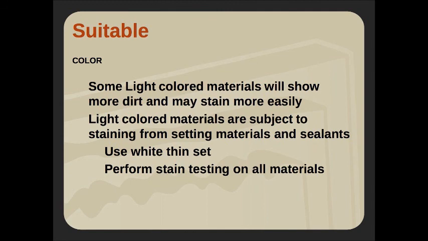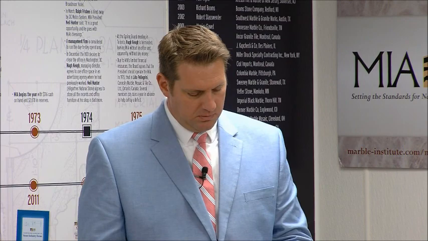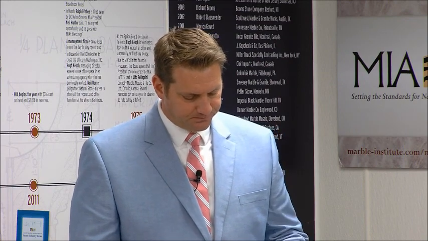Some light colored materials are subject to staining from setting materials and sealants. So we're going to make sure we're using white thinset on these light colored materials, so we don't have any of that staining coming through the backside. And it's generally a good rule to perform stain testing on all these materials. We always suggest, even if it's a cladding system and you're caulking the joints, we want to have that testing done to make sure that the caulking isn't staining the material. So doing our homework early on.